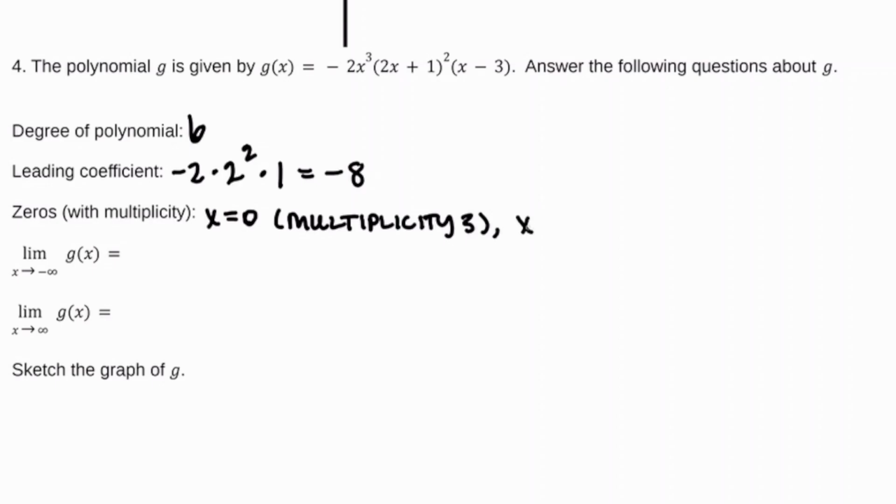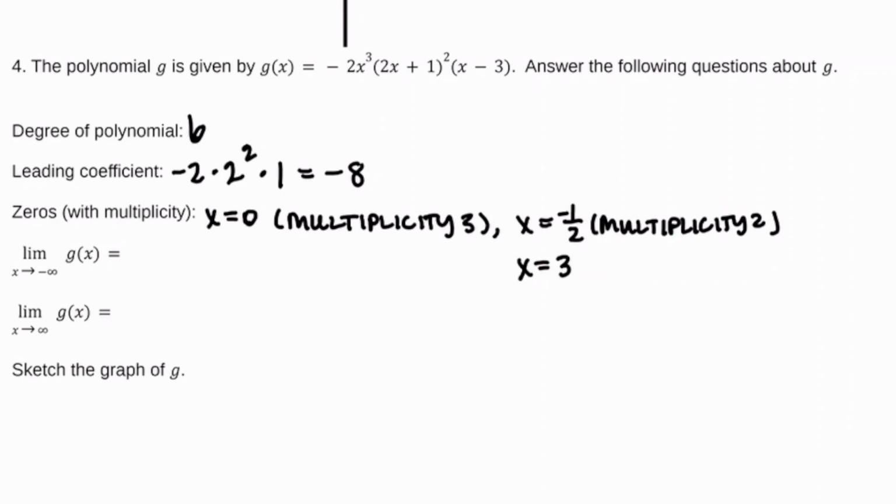x equals negative 1/2 would make 2x plus 1 equal 0. That's going to be multiplicity 2. And then x equals 3, and that's going to be multiplicity 1, so I'm just not going to write anything, because it's just a regular 0.